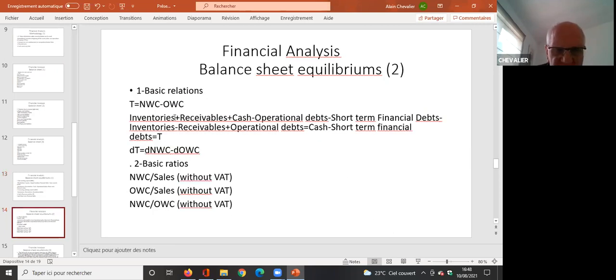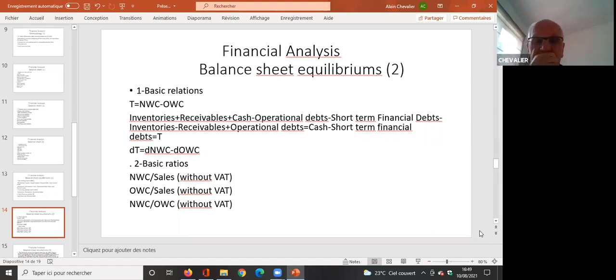And now just a small relation here. In slide number 14, two basic ratios. First one is that the treasury, of course, is equal to the net working capital minus your operating working capital, which is one of the easy conclusions of what I said in the last few minutes.